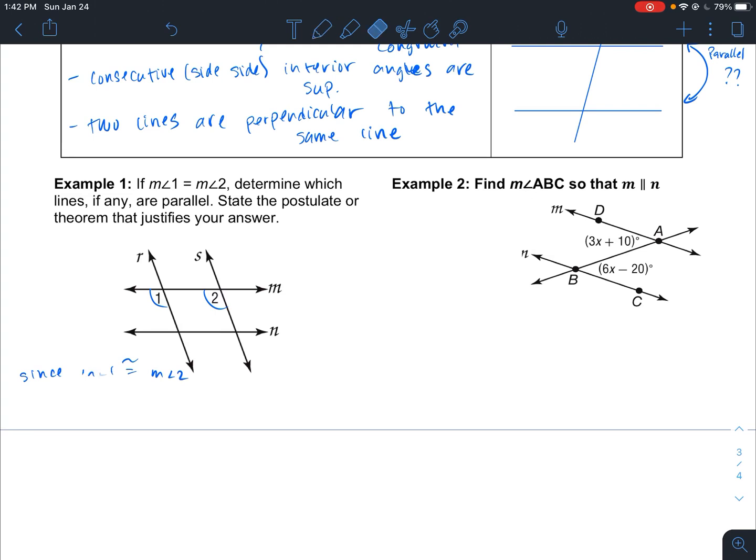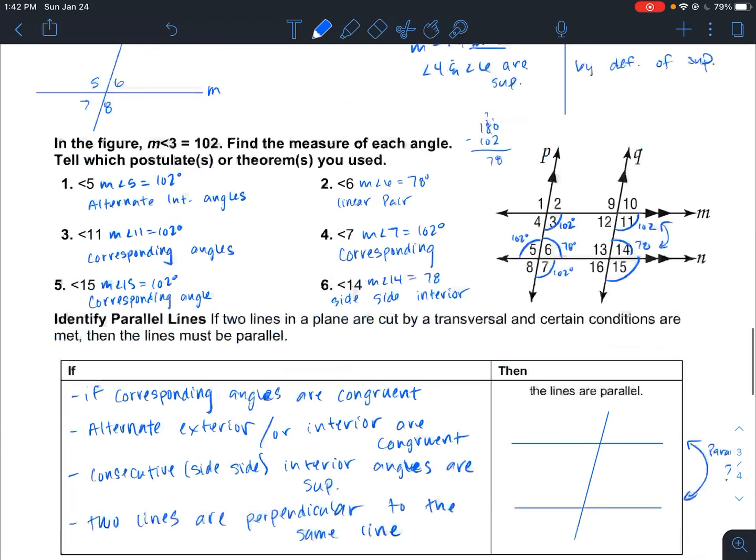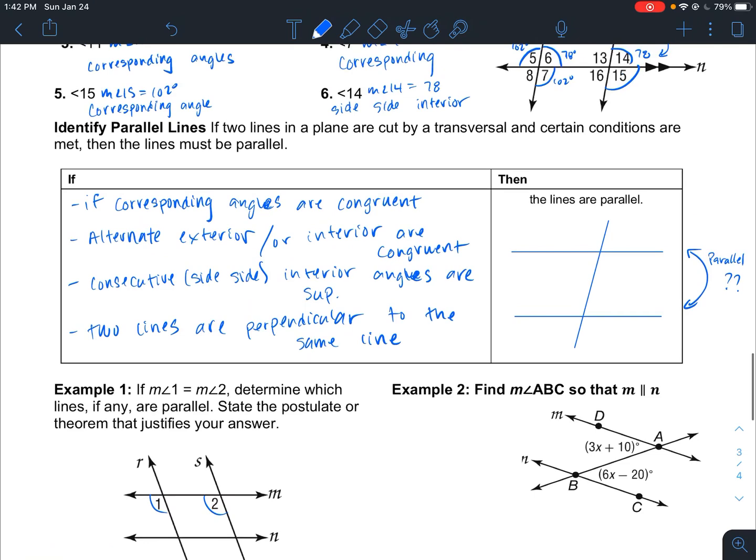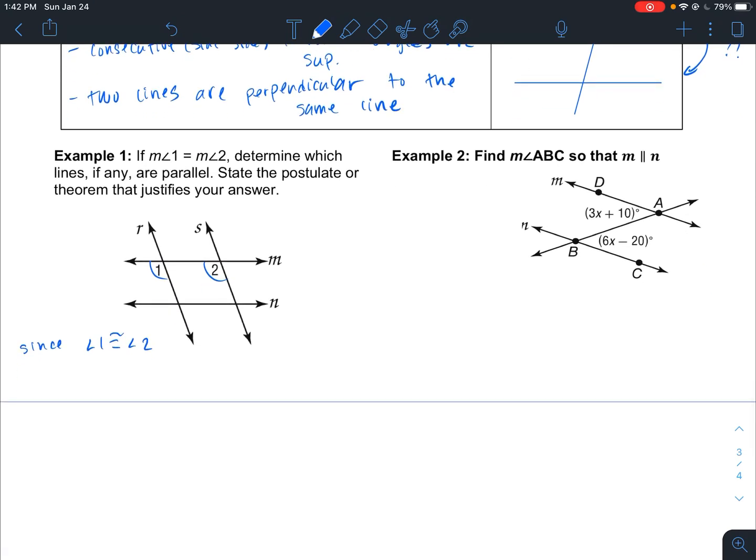I'm just going to write that instead just to save time. So because we know that measure of angle 1 and measure of angle 2 are equal to each other, then we know that angle 1 is congruent with angle 2. And by this, R is parallel to S. Okay? And this is by corresponding angles.